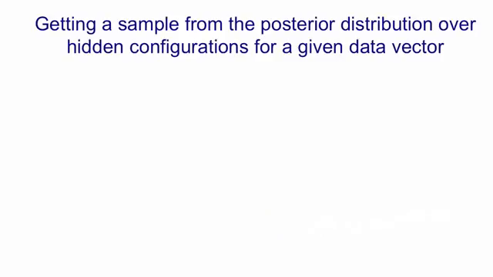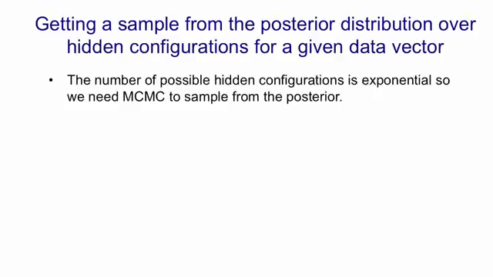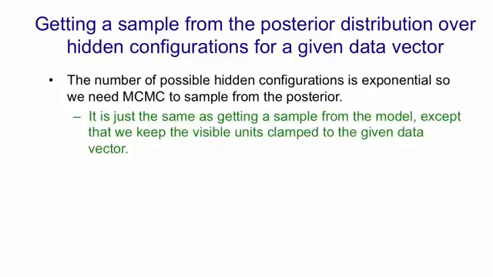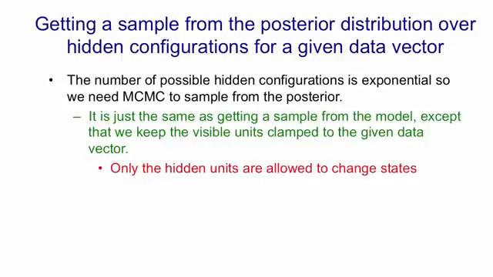What about getting a sample from the posterior distribution over hidden configurations when given a data vector? It turns out we're going to need that for learning. So the number of possible hidden configurations is again exponential. So again we use Markov chain Monte Carlo. And it's just the same as getting a sample from the model, except that we keep the visible units clamped to the data vector we're interested in. So we only update the hidden units.